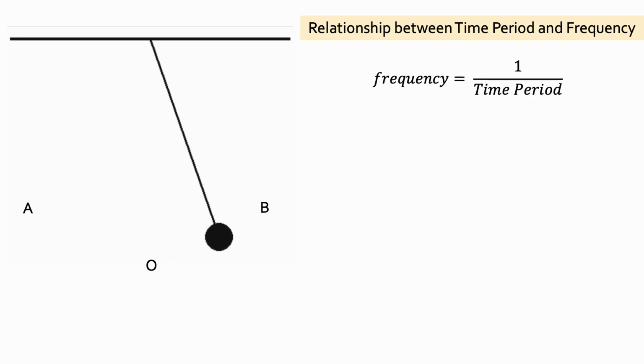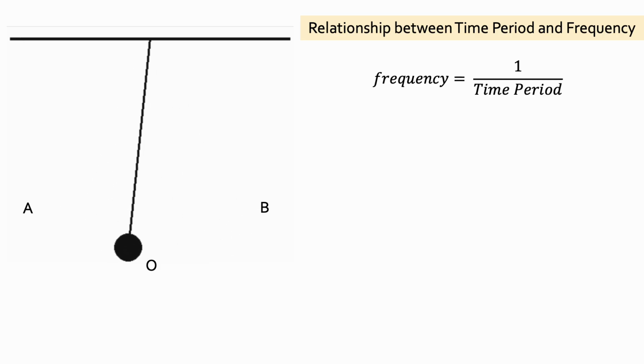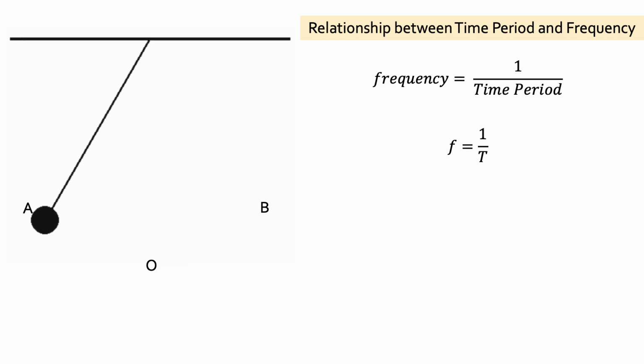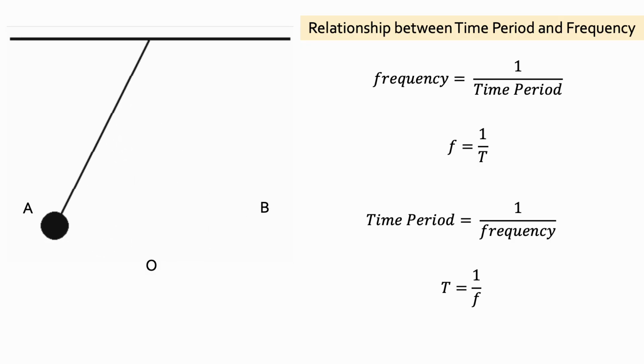Relationship between time period and frequency. Frequency is equal to 1 divided by time period. This means that as the time period increases, frequency decreases. F equal to 1 by T. Time period is equal to 1 by frequency. So T is equal to 1 by F.